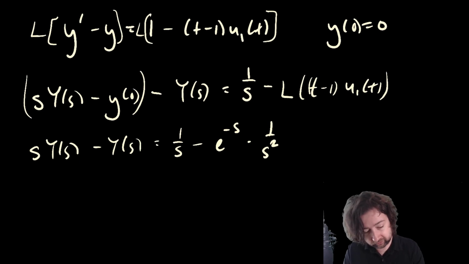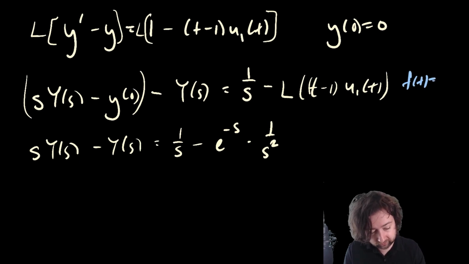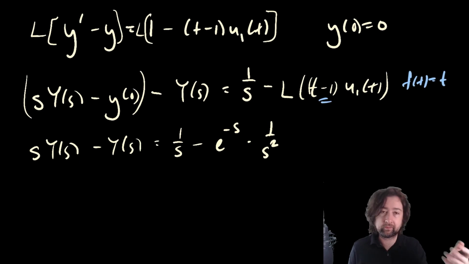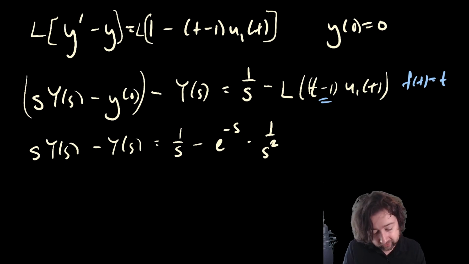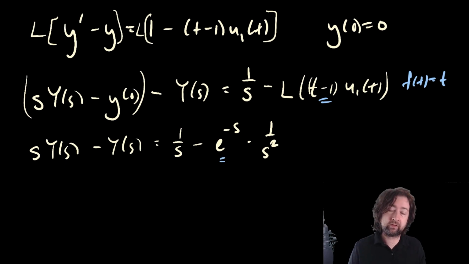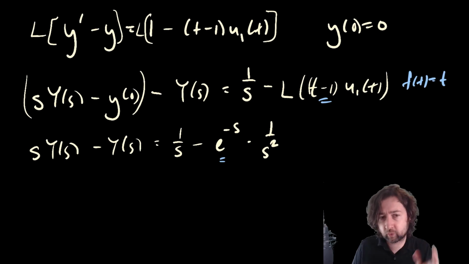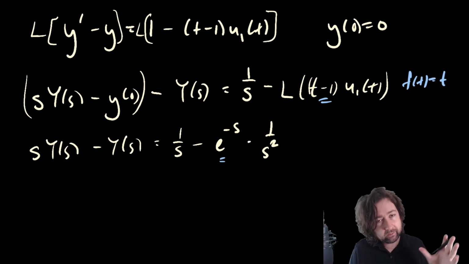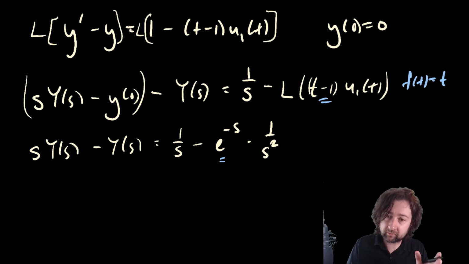Because the function little f here, f of t, was just equal to the function t with a t minus 1 plugged in. It's just that we're going to have this exponential running around. You should think about the exponential as storing the fact that in the time domain, something changed at t equal to 1. That it went from one behavior to another behavior there.